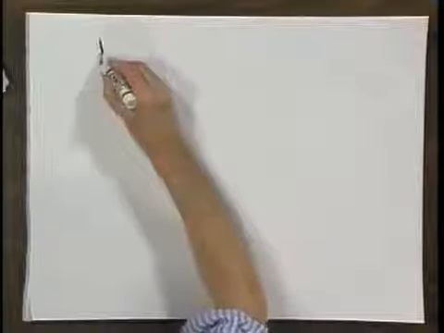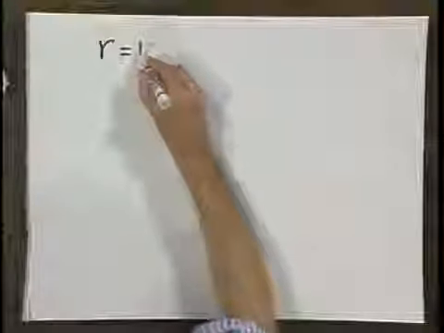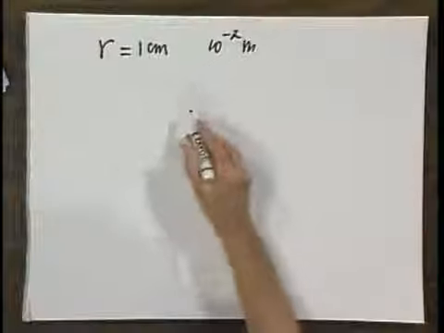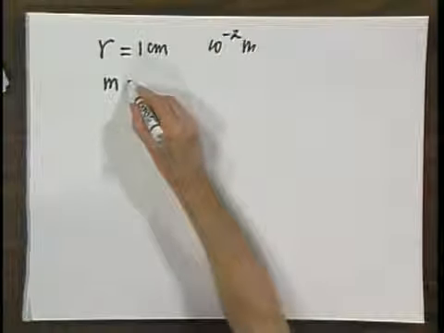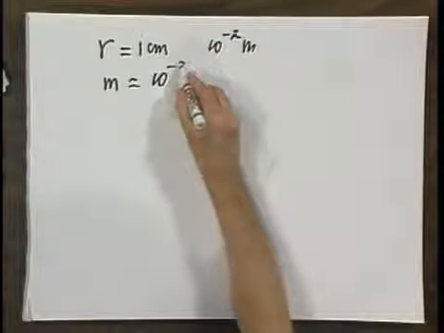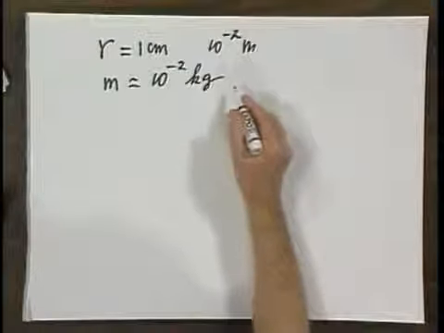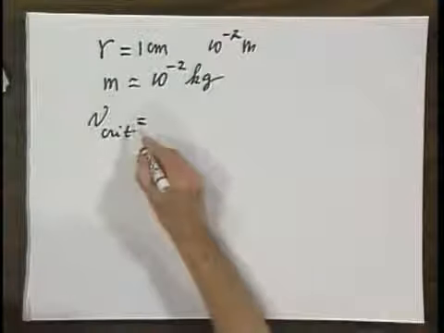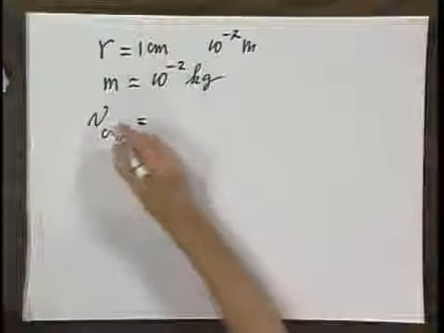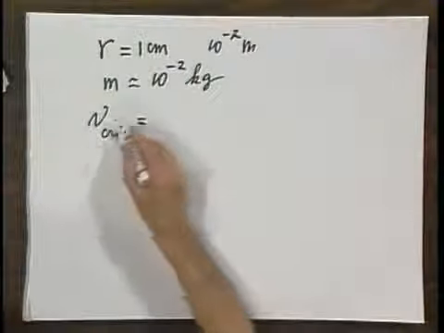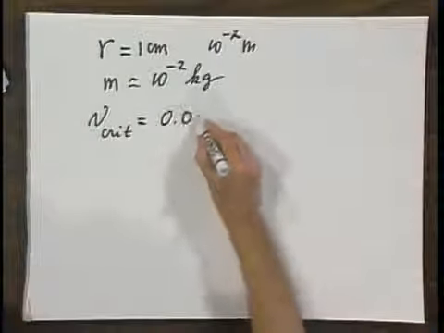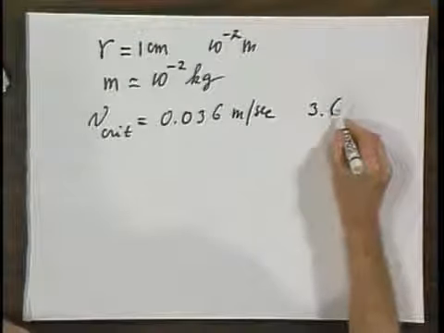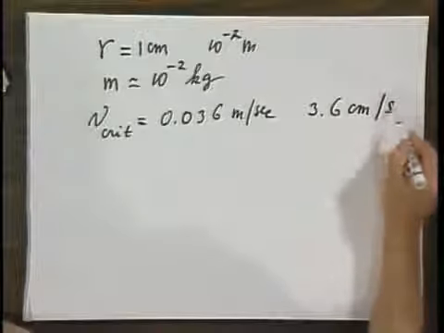The pebble is a sphere, and the radius of that pebble is 1 centimeter, so that is 10 to the minus 2 meters. The mass of that pebble is 10 grams, so that is 10 to the minus 2 kilograms. If I calculate the critical velocity, which is the speed whereby the linear term in the velocity and the square term in the velocity are equally important, I find 0.036 meters per second. So that is a speed of 3.6 centimeters per second.